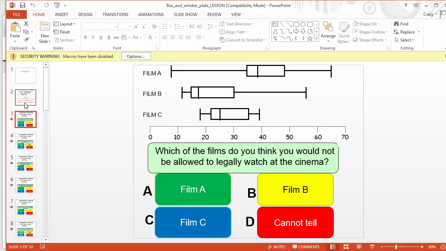So students are asked questions. Which of these films do you think you would not be illegally allowed to watch at the cinema? And it's an interesting one. I mean, what are kids going to go off there? Are they going to look at the medians? Are they going to look at the range? Are they going to look at the interquartile range?